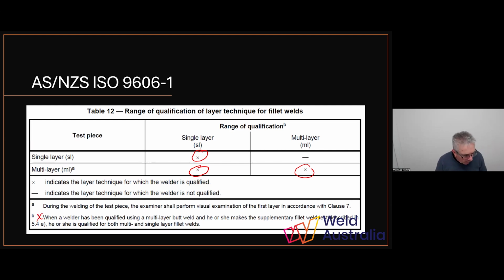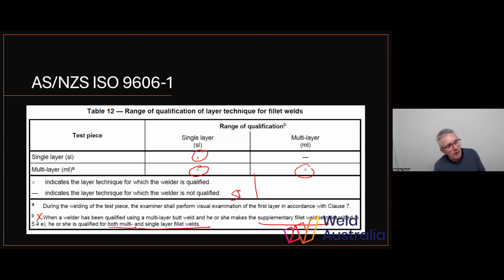When a welder has qualified using a multi-layer butt weld, and he or she makes a supplementary fillet weld, and it may only be a single run fillet, he or she is qualified for both multi and single layer fillet weld. Okay, so you'll see that in the designation. That'll be written there if they've done a supplementary fillet weld, and it'll only be a single run written on there. So it'll have down the left-hand side, fillet weld single layer.